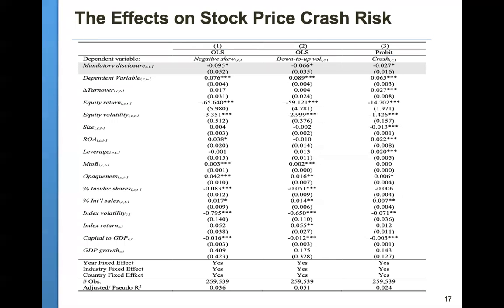And the last one would be the stock price crash risk. So we find a decrease of stock price crash risk after the implementation of mandatory ESG disclosure. Although the magnitude is not very significant statistically, it's only marginally significant, this also shows the improvement of the informational environment, especially facilitating the negative information flows after the implementation of mandatory ESG disclosure. Okay, so that would be all the evidence we documented in this study.